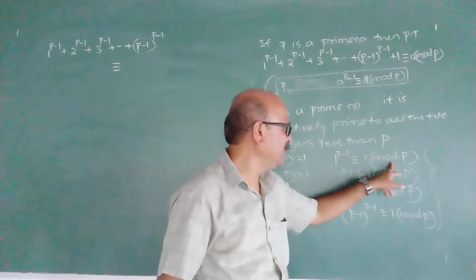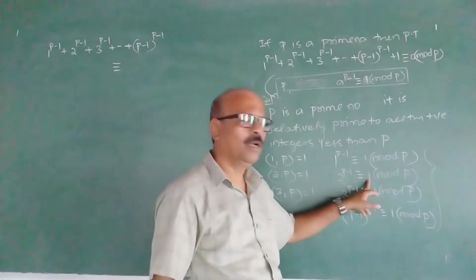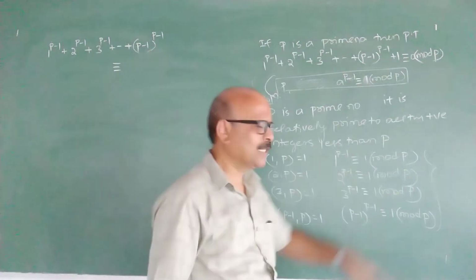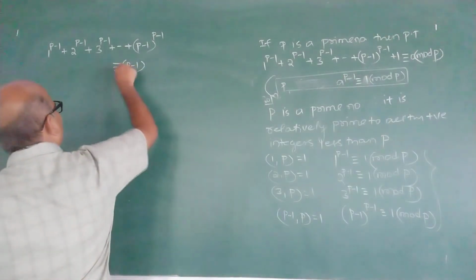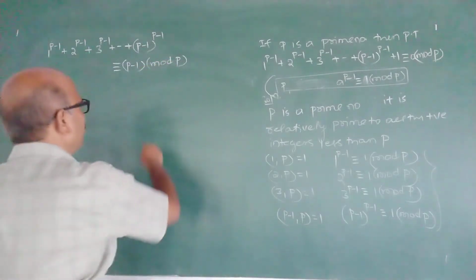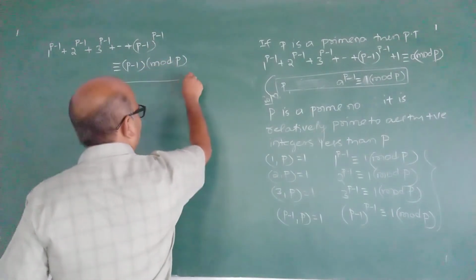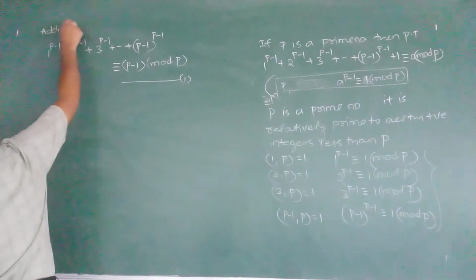A is congruent to B mod M, C is congruent to D mod M, then A plus C is congruent to B plus D mod M. We can generalize that. It is congruent to p minus 1 mod p. Take this as 1. How do you obtain this result? Adding the above results.